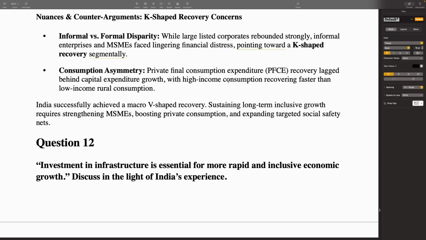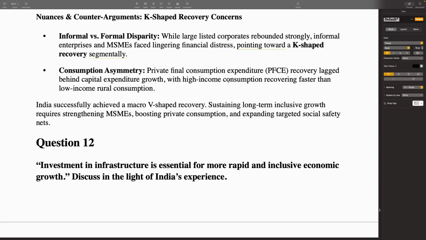segmentally. Consumption asymmetry. Private final consumption expenditure (PFCE) recovery lagged behind capital expenditure growth, with high income consumption recovering faster than low income rural consumption.